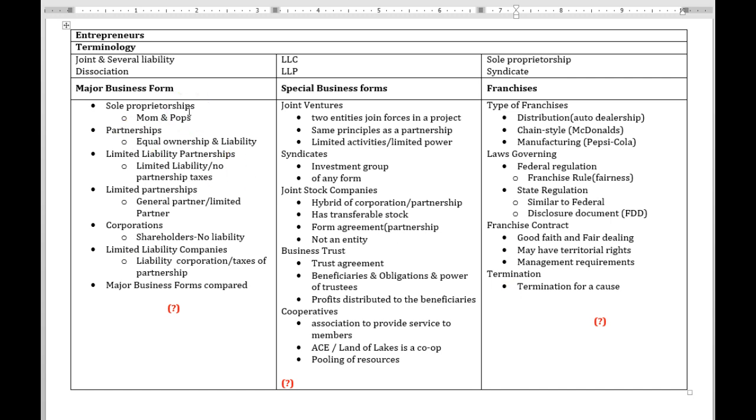So let's look at the major business forms that are introduced into this chapter. You have a sole proprietorship, which we just talked about. These are the mom and pops, and quite honestly, this is where a lot of entrepreneurs start as a sole proprietorship, and then they either become a limited liability company or they will turn into a corporation. I'm trying to think of Facebook. Kind of came up through the ranks as one of these.